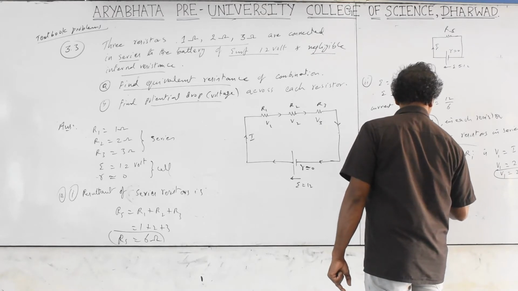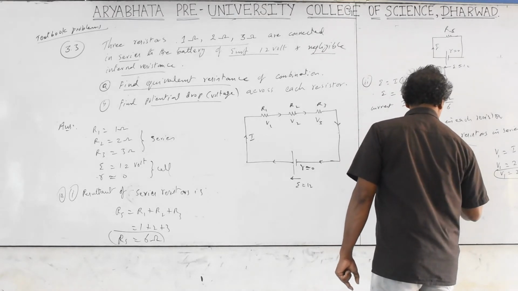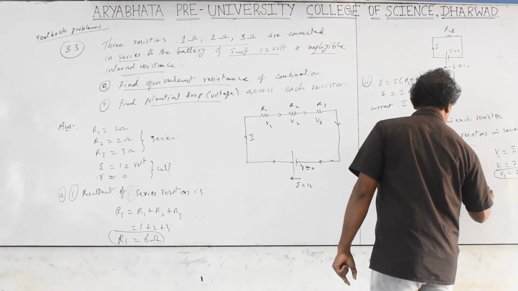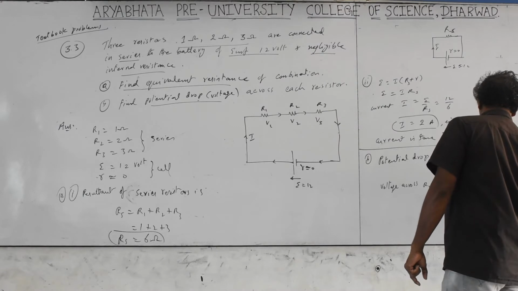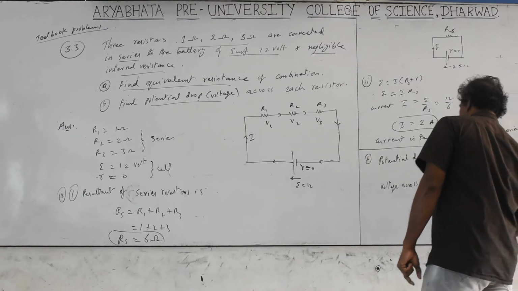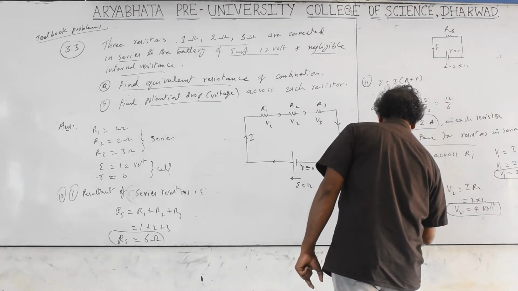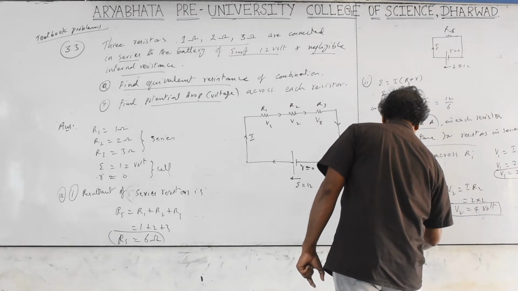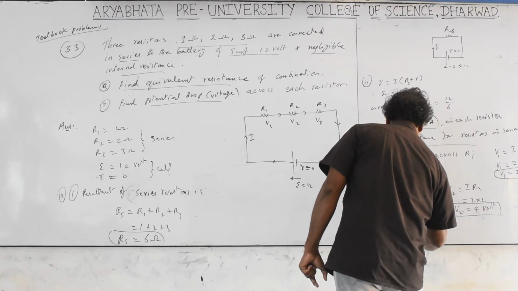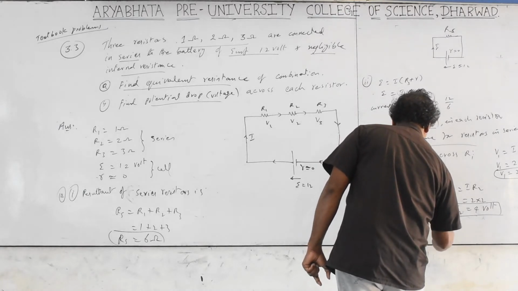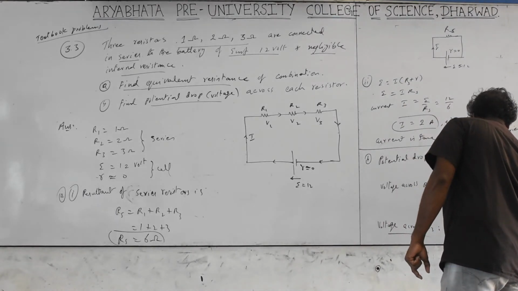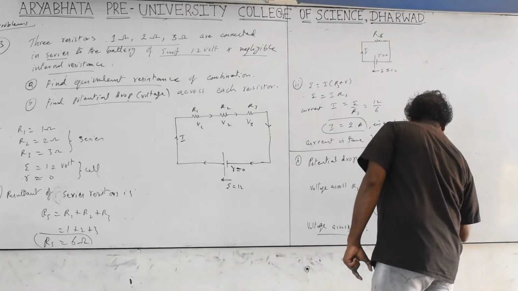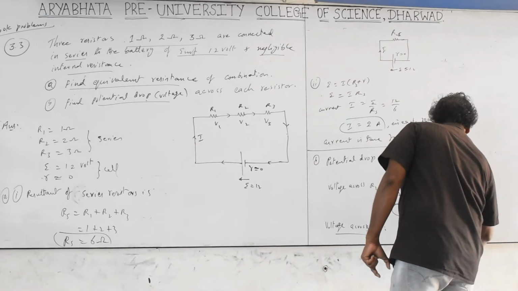Similarly, voltage across R2: V2 is equal to I into R2, which is 2 into 2, which is 4 volts. This is V2. Next, voltage across R3: V3 is equal to I into R3, 2 into 3, which is 6 volts.